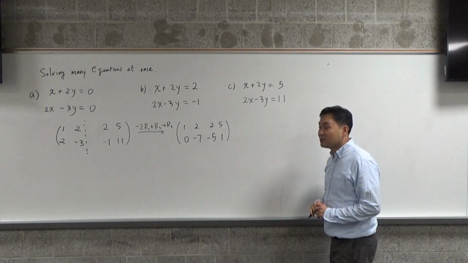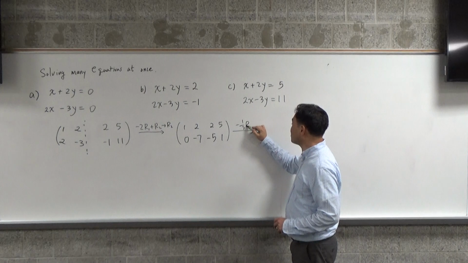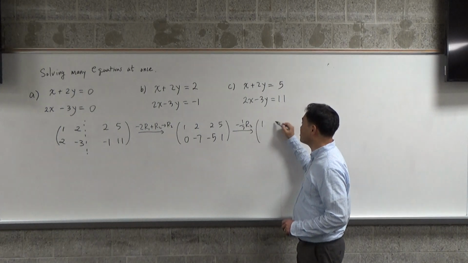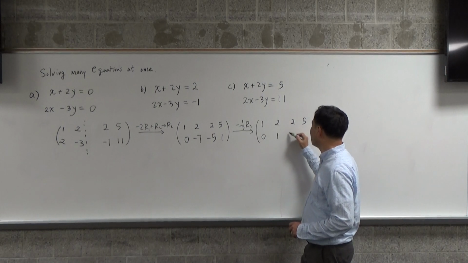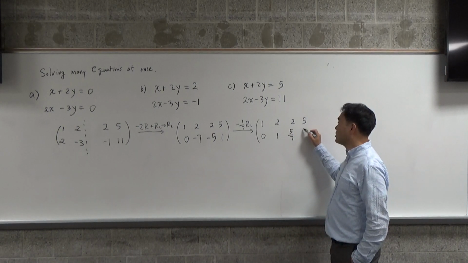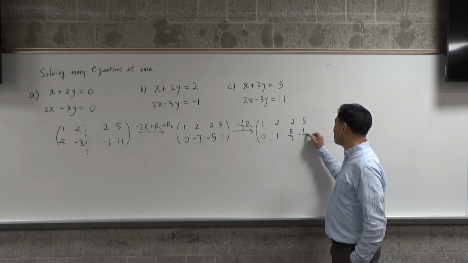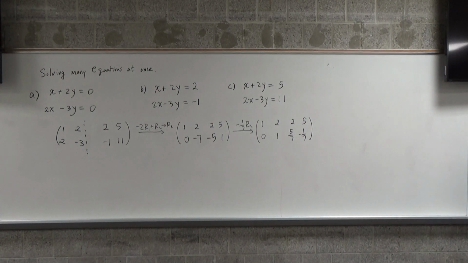Divide R2 by negative 7. Yep. Negative 1/7 of R2. And that gives you 1, 2, 2, 5, 0, 1, 5 over 7, and then 1, negative 1 over 7. Okay, now what?